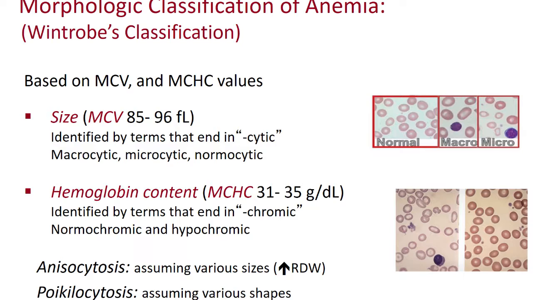Another parameter you will see in the CBC is the RDW. What's this RDW? It's the red cell distribution width. Now, normally, your bone marrow does not have this cookie cutter machine. So your bone marrow, when it manufactures red blood cells, the red blood cells come out of the bone marrow with different sizes. This is kind of a normal variation, and we allow up to 15% variability in size. This is the normal RDW, up to 15%.